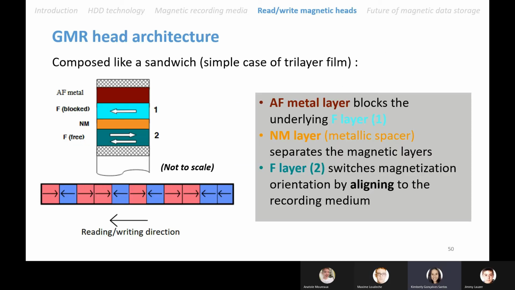So the simplest model of a GMR reading head architecture is illustrated here. It contains 3 layers, but generally can have much more. In this image, going from the top to the bottom, we can first see an antiferromagnetic layer, which is used to magnetically block an underlying ferromagnetic layer. Then there is a non-magnetic layer called a metallic spacer. And finally, there is a second ferromagnetic layer, which is free to align its magnetization to the medium's magnetization.